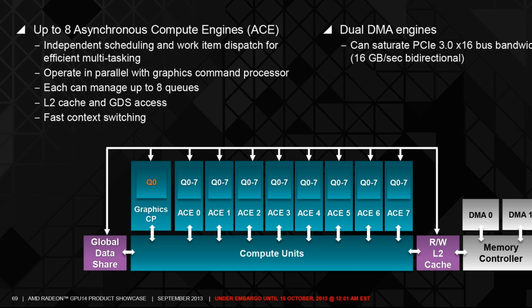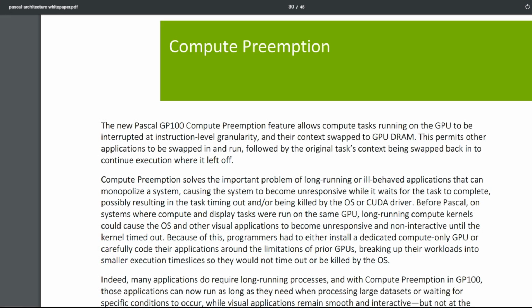So, how do we know that Pascal supports fast context switching? Based on what NVIDIA have claimed, Pascal is capable because it supports what's called priority preemption. NVIDIA mentions in the Pascal white paper, quote: "The new Pascal compute preemption feature allows compute tasks running on the GPU to be interrupted at the instruction level granularity and the context swapped to the GPU RAM. This permits other applications to be swapped in and run, followed by the original task's context being swapped back in to continue execution where it left off."